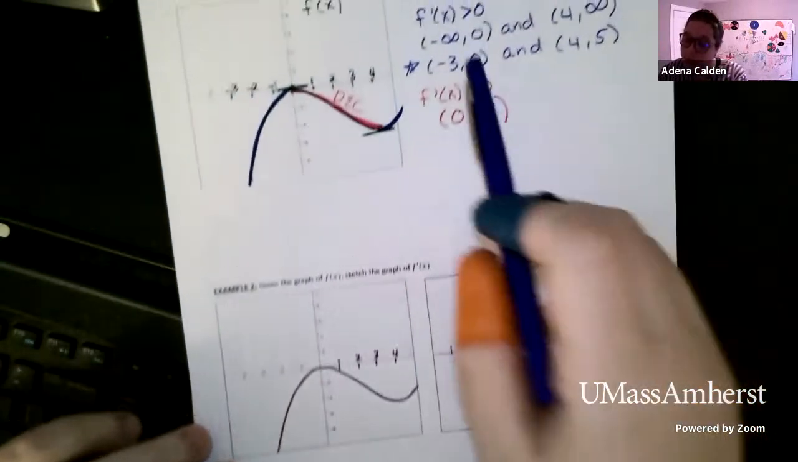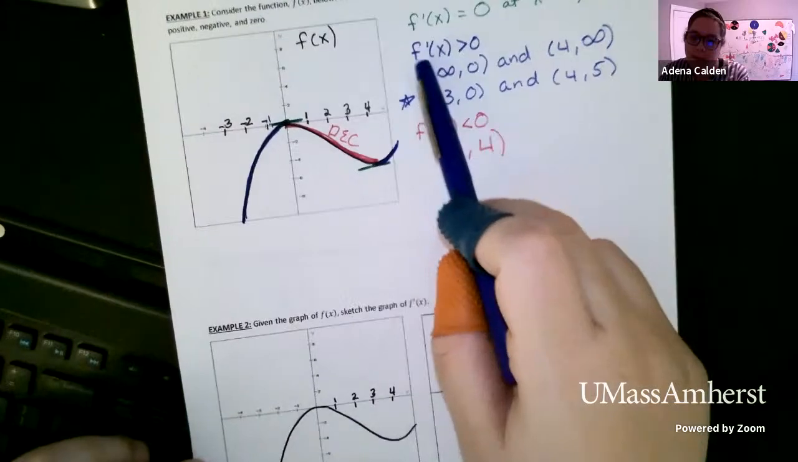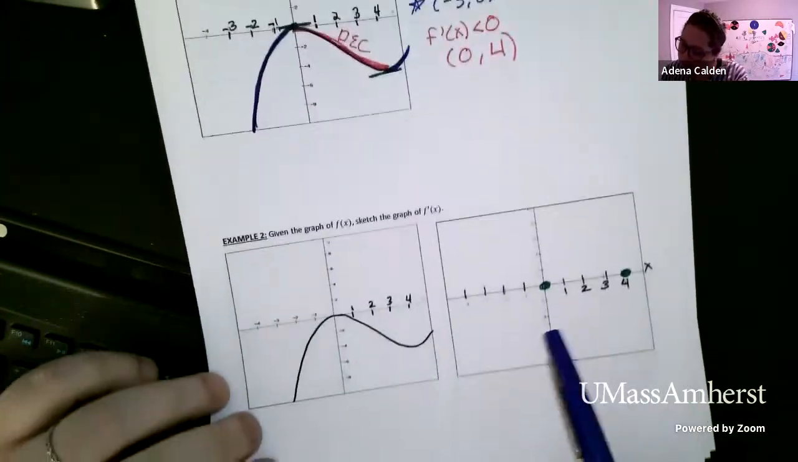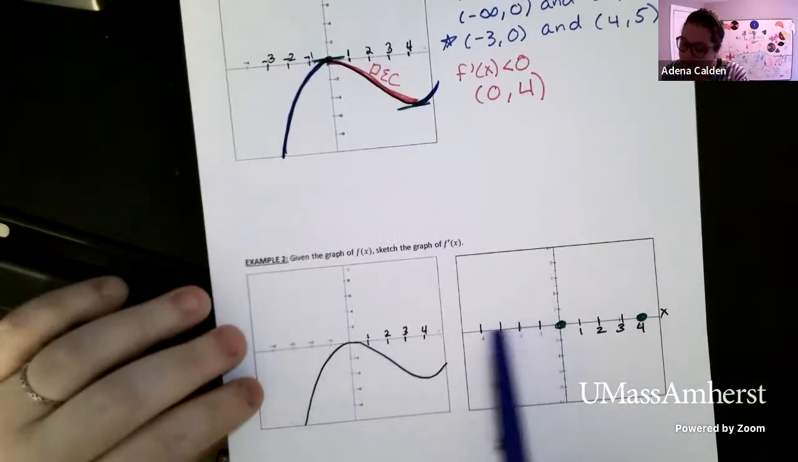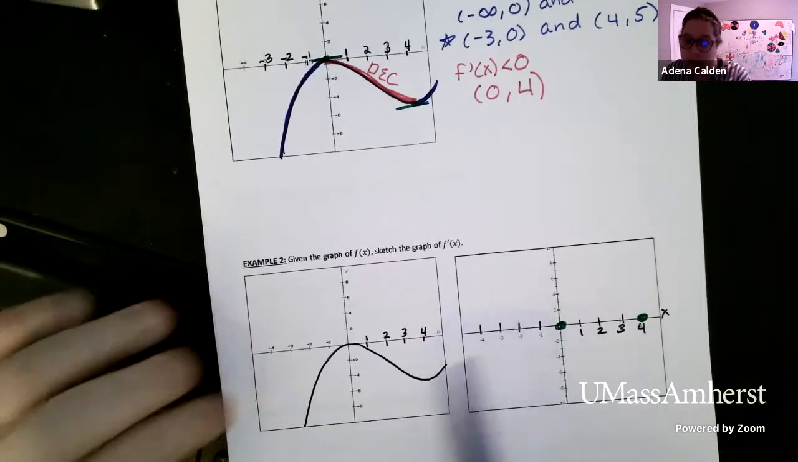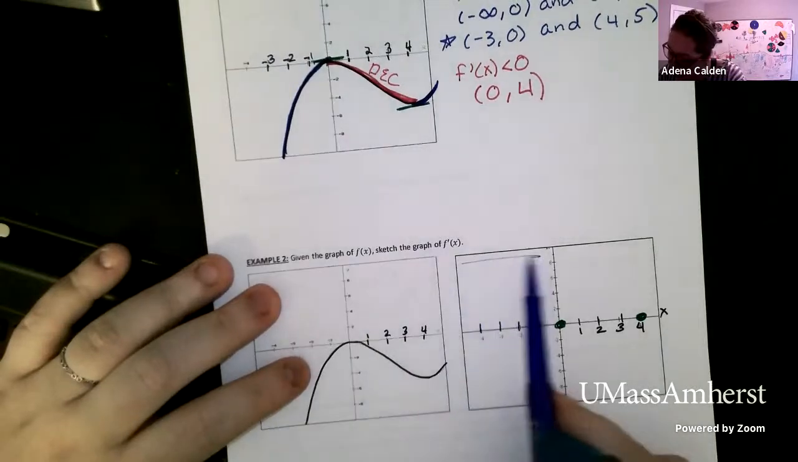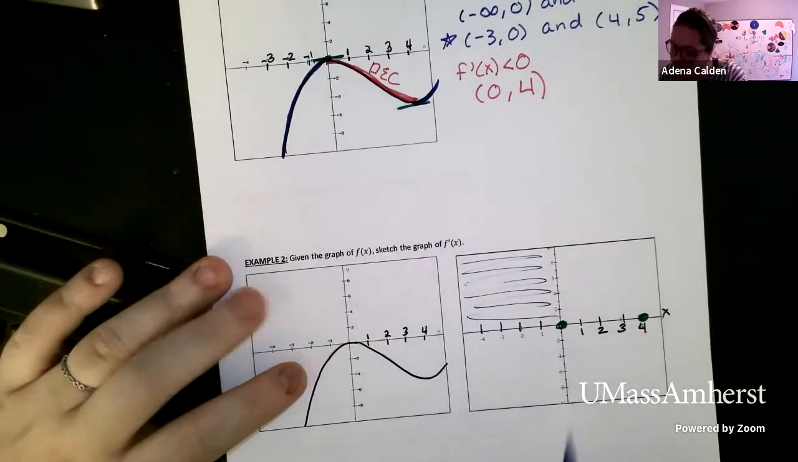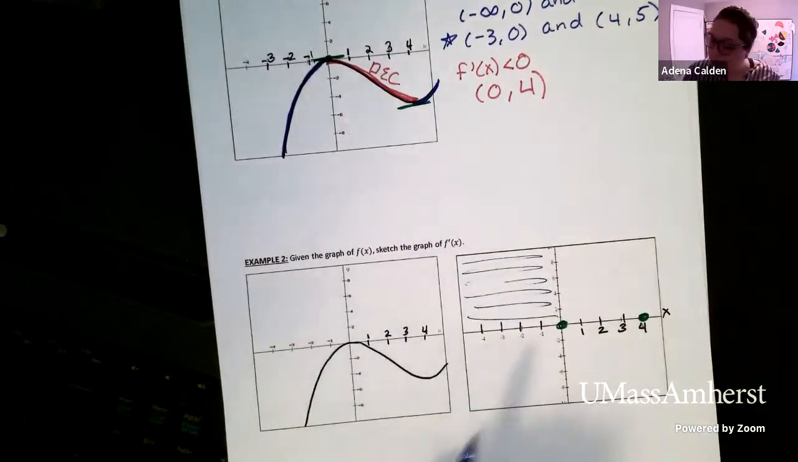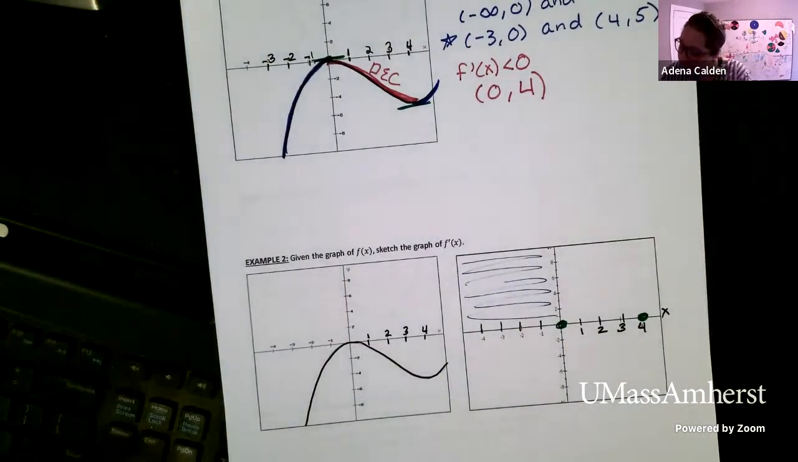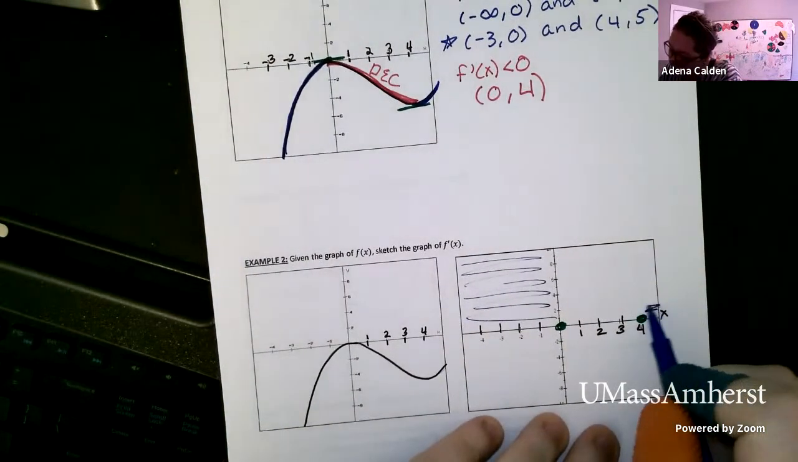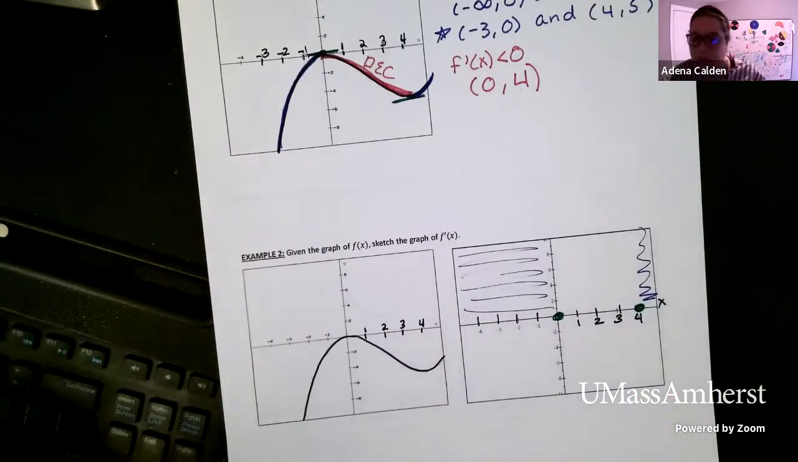Okay, so now we also know that the first derivative should be positive, right, from negative infinity to 0. So in this space here, what does it mean for the derivative to be positive? It means it's got to be up here above the x-axis, right? So somewhere up above the x-axis. Same thing for after 4. We should be positive, so we should be somewhere up here.